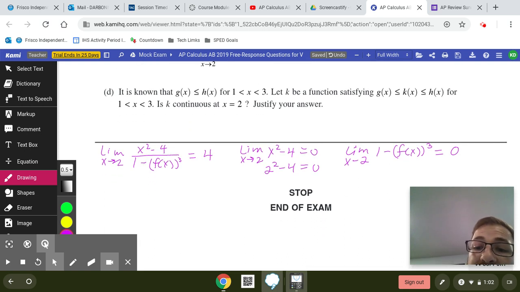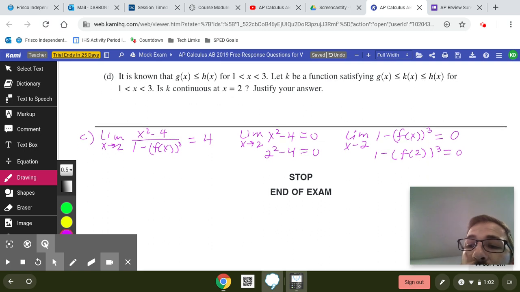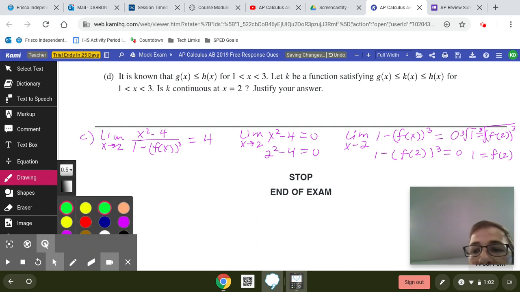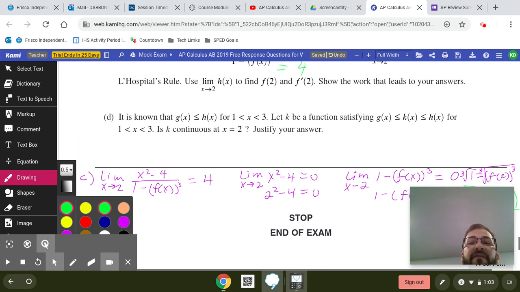So plug in, so that gives us 1 minus f of 2 cubed is equal to 0, which means 1 is equal to f of 2 cubed. So we can take a cube root of both sides, which gives us 1 is equal to f of 2. So there we go. Found the first one, f of 2. Okay, now our second piece is we need to find f prime of 2.